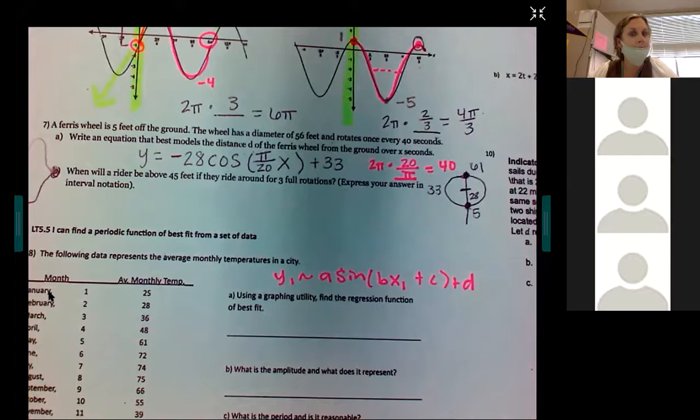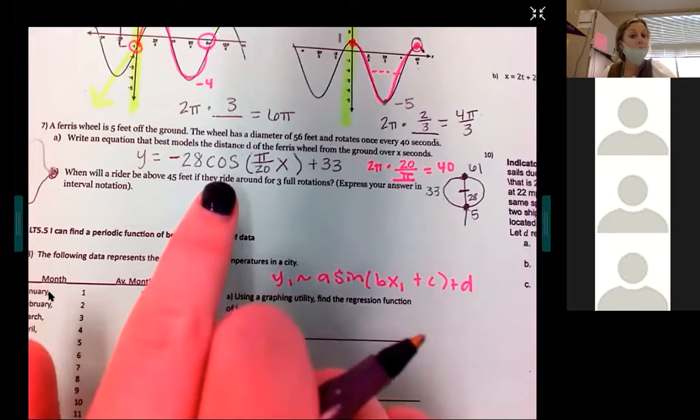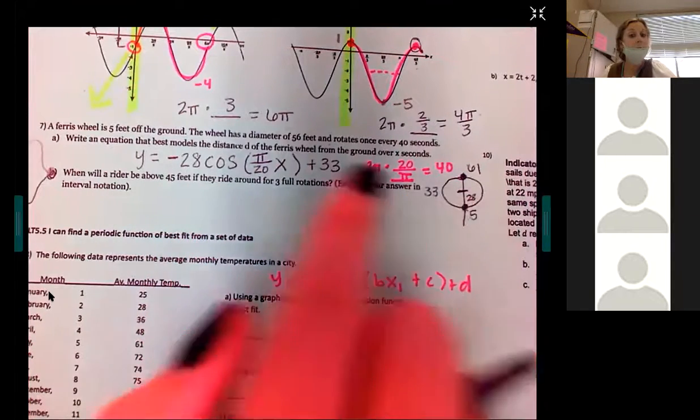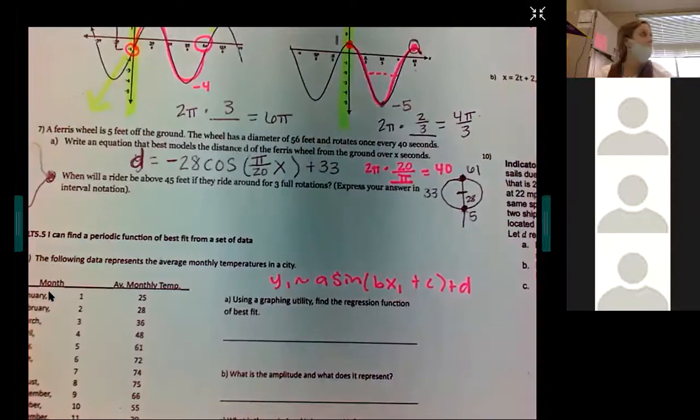Are y'all okay with that? Bless you. Yeah, it says write an equation that best models the distance d. So technically I should have put d equals. Yep, it just wanted an equation.